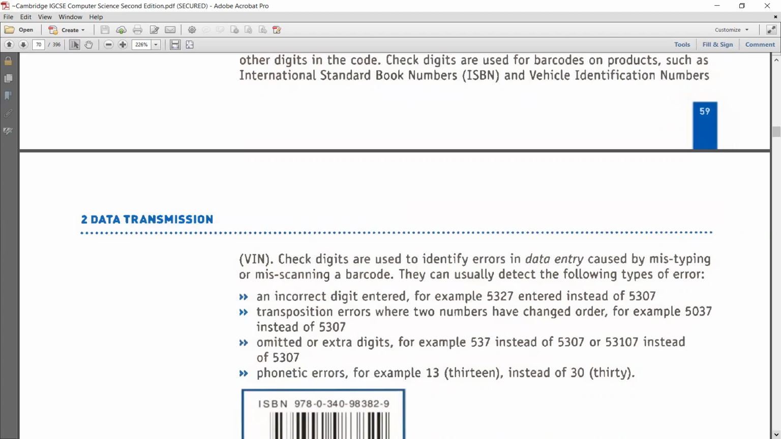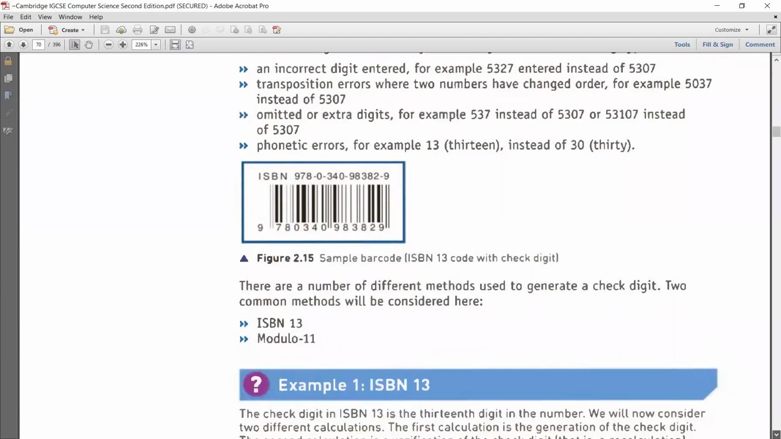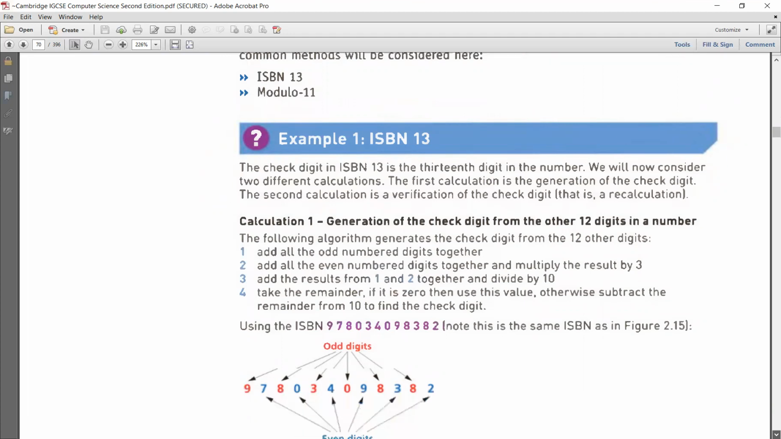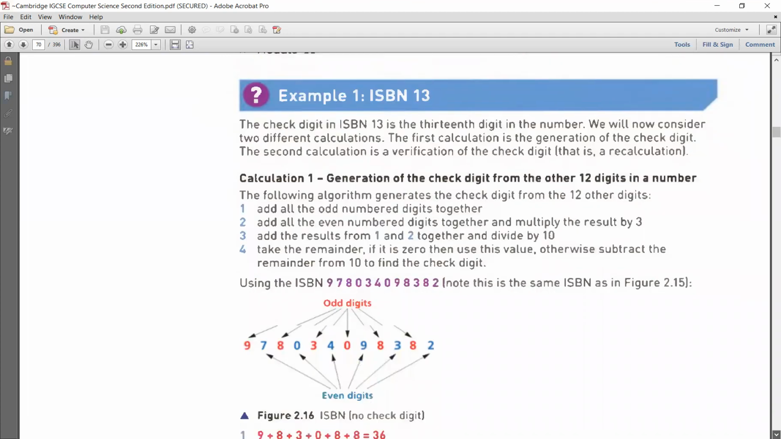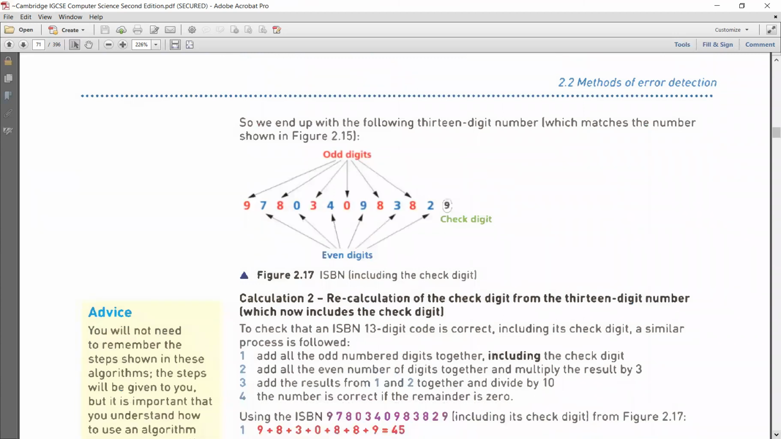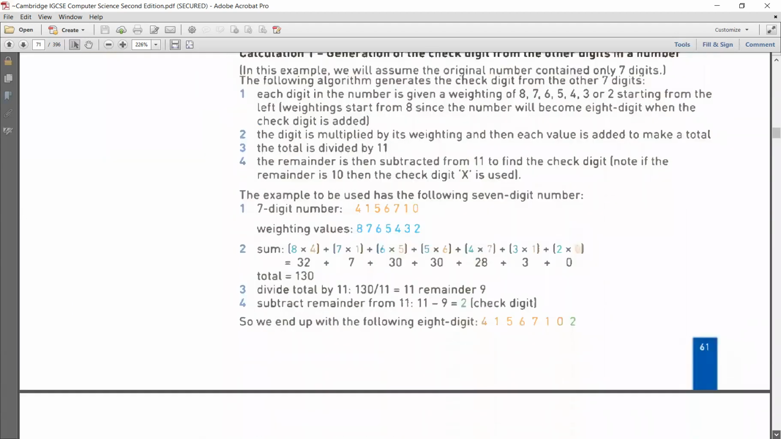Transposition error, where two numbers have swapped their positions. Omitted digit or extra digit being added, and phonetic errors, where it is not heard properly, for example 13 instead of 30. Remember, you don't need to learn this method algorithm at all. The method will be given to you, and you need to follow it very religiously. Just follow whatever is written there, and you are going to get the right answer. You can sometimes be asked to verify your answer. So in both scenarios, you can get the right answer.